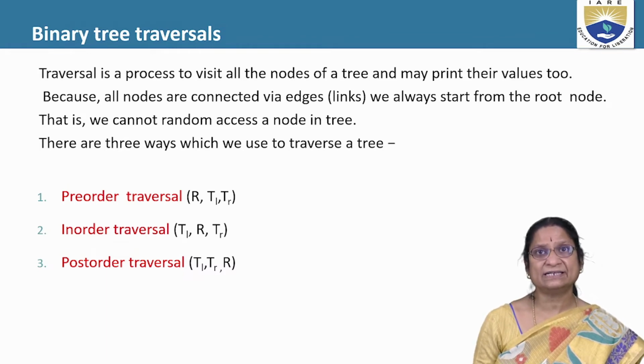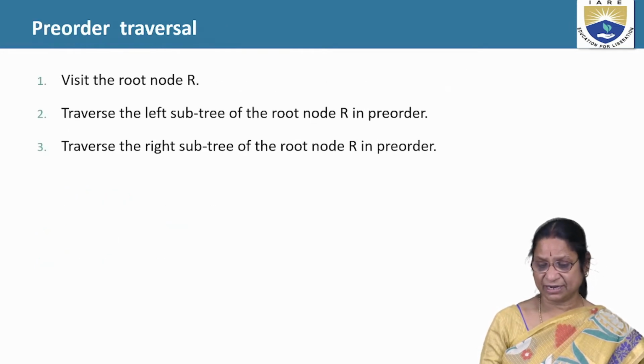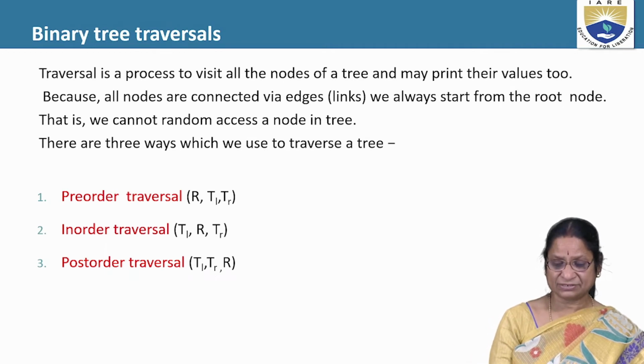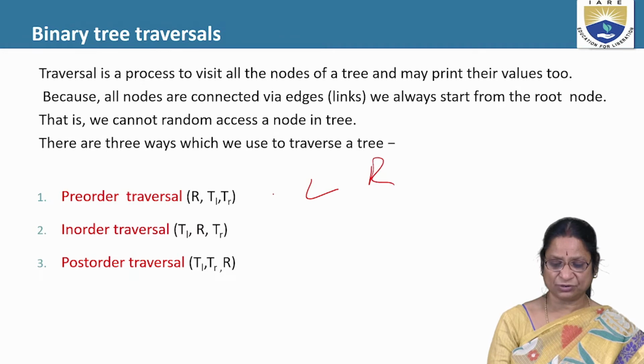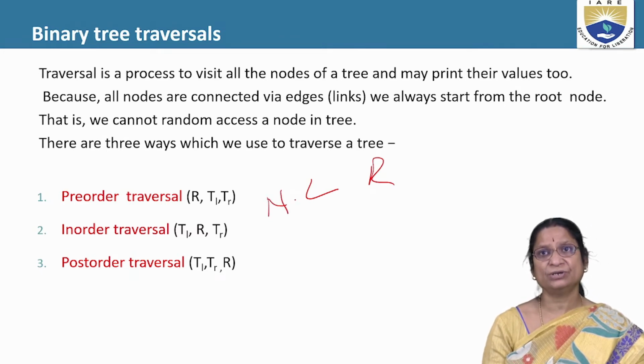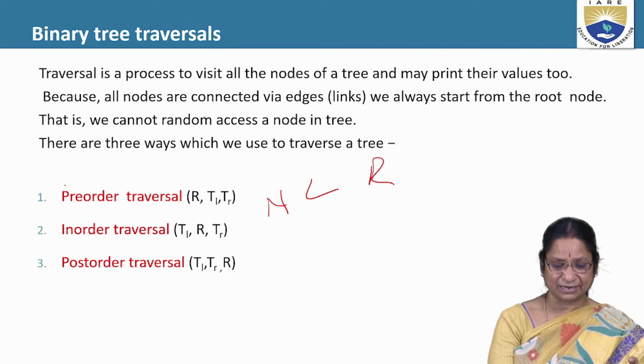The term itself indicates pre. We have a left subtree and a right subtree. If the node, meaning the root, is placed before the left subtree and right subtree, that is, if the root is traversed before the left and right subtrees, we will call it pre.